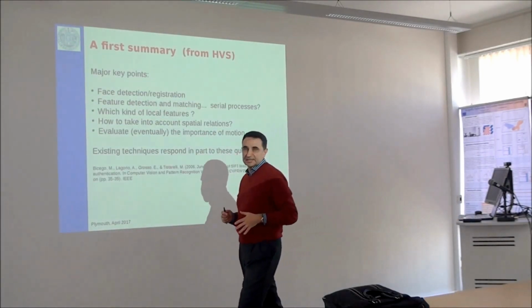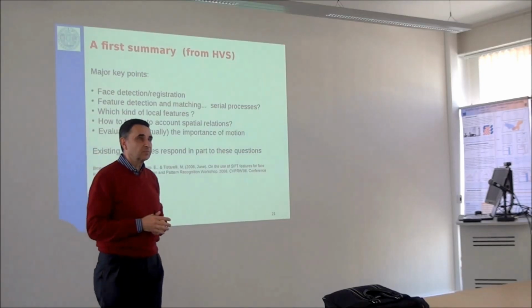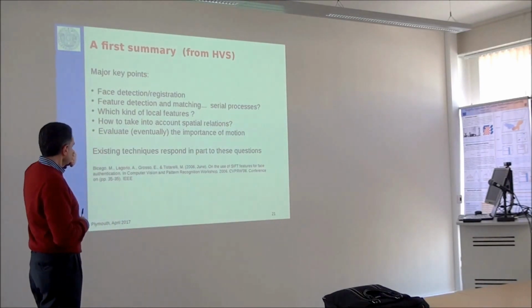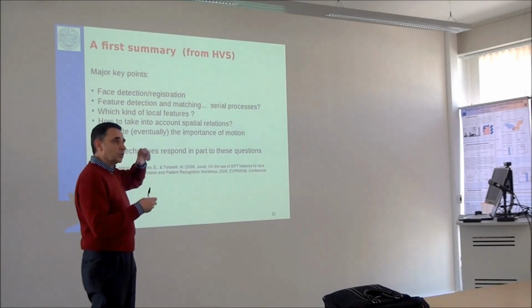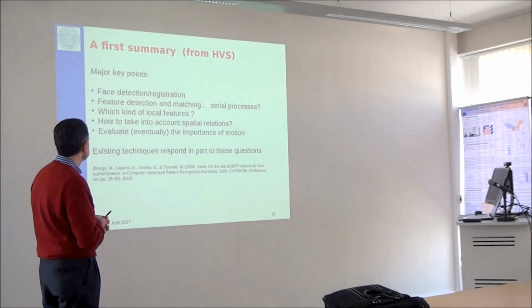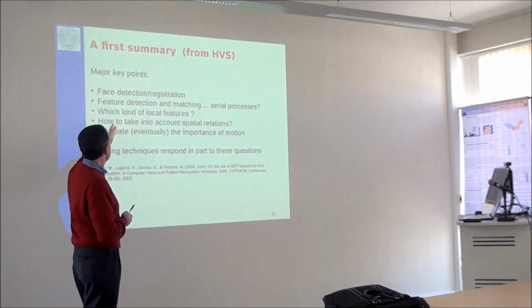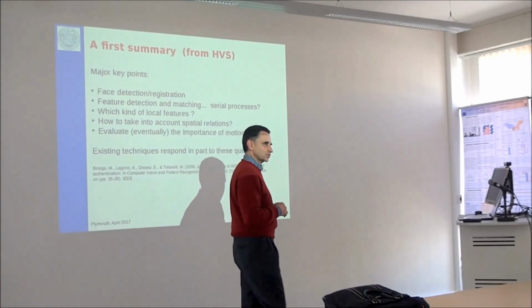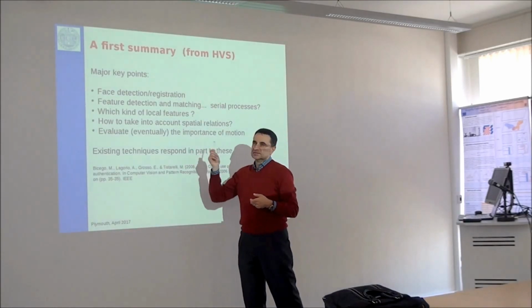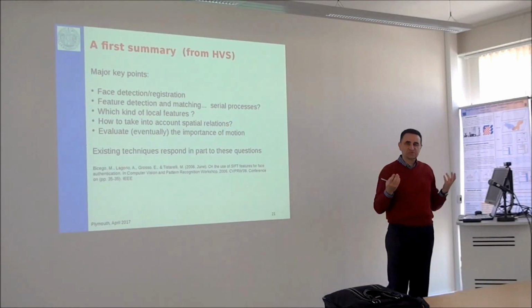So we are at the point that we can make a first summary of information coming from the observation of the human visual system. Major key points. We know that we have multiple fixations. We know that iconic content can be very important, but important questions still remain. For example, which kind of local features are attracting humans, and at which level the motion of the eyes is important. Is it very important, just a little bit, or almost nothing?